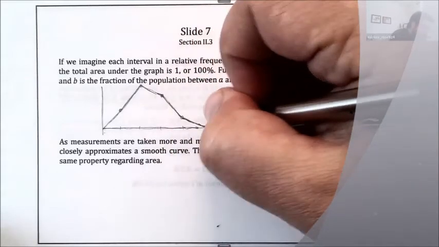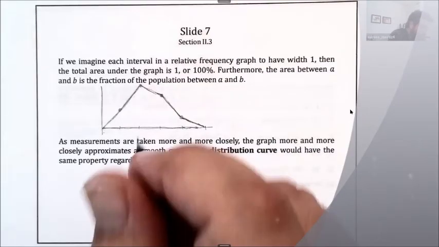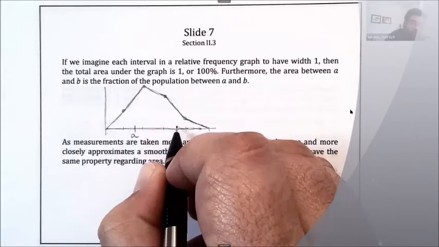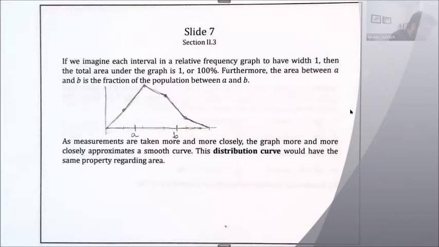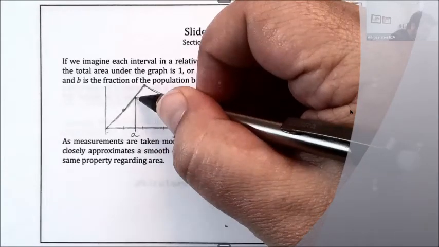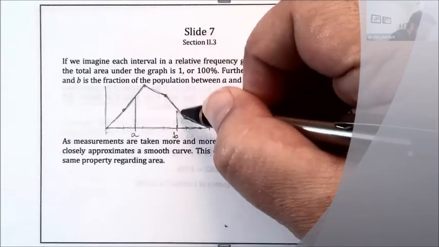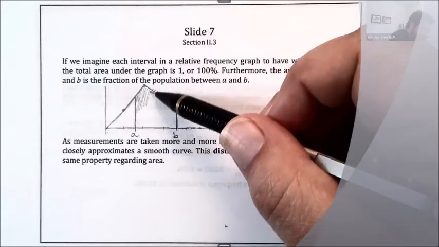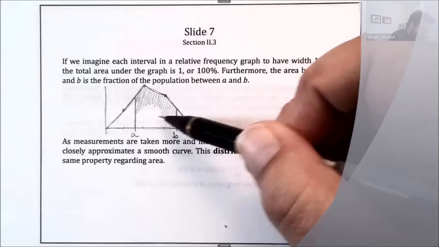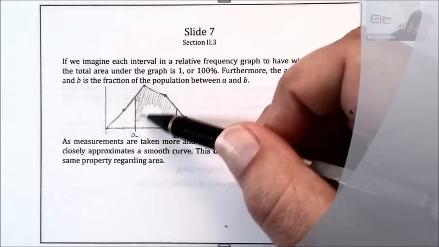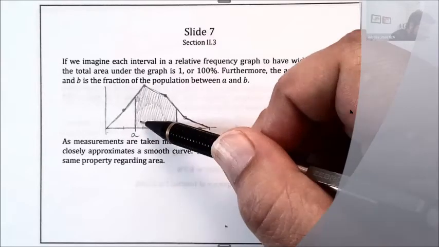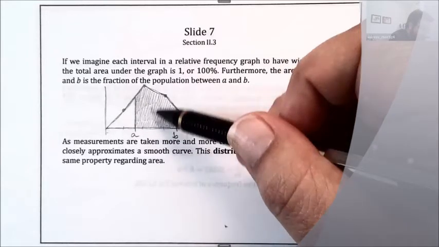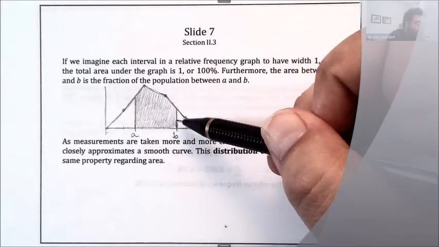But furthermore, if I take two values, they don't even have to be the endpoints of intervals. If I take, let's say, A and B, I look at the area underneath the graph between those two values. Okay, the area is going to be somewhere between 0 and 1, because the area underneath the whole graph is 1. Okay, so this is going to be less than 1.